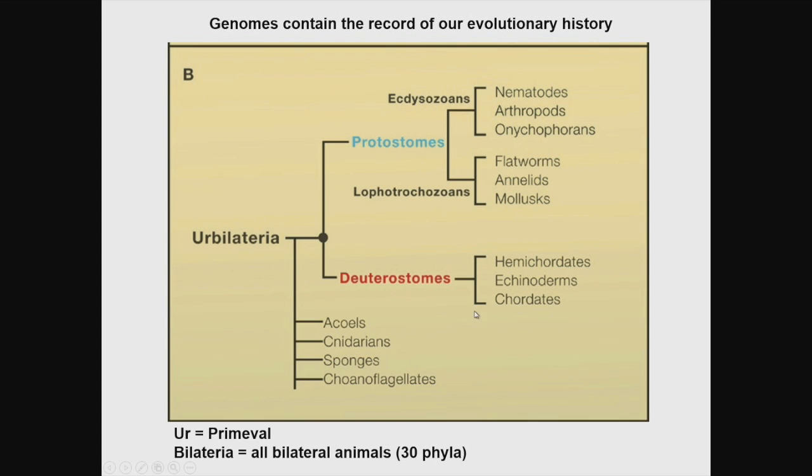So we're going to be concerned with the bilateral animals that are all these animals. Here there are about 30 phyla. We are down there, the chordates. And we have one ancestor, which was common to all the vertebrates and the invertebrates, called the urbilateria. And then there are other ancestors, for example, the corals, the cnidarians, they have very, very big and very complete genomes.